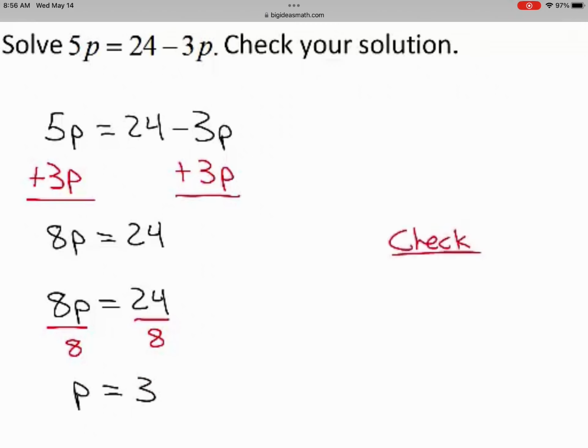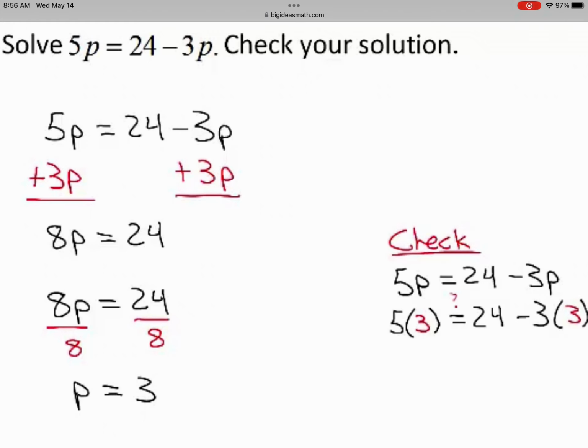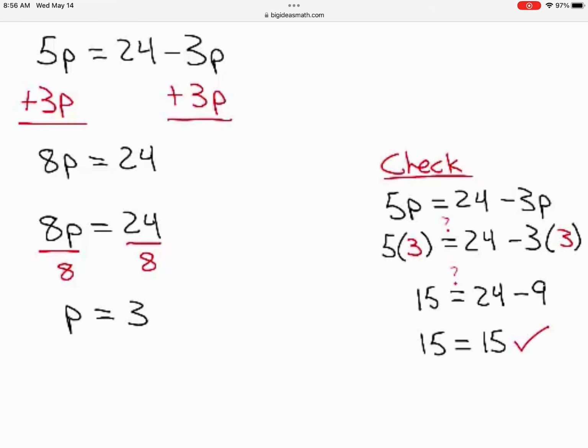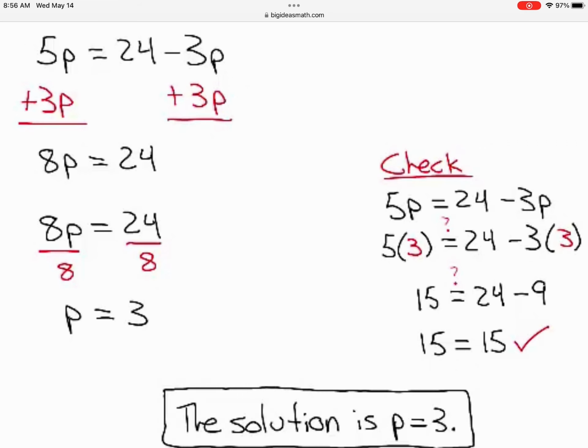Next, check your solution by first writing the equation. 5p equals 24 minus 3p. Substitute 3 for p. Notice that 5 times 3 equals 15 and 3 times 3 equals 9. And 24 minus 9 equals 15. So 15 equals 15. So the solution is p equals 3.